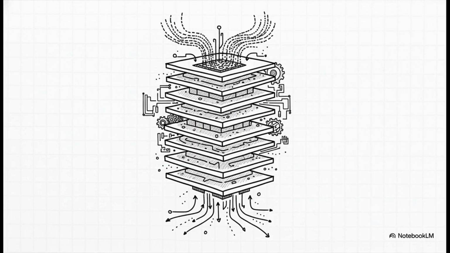Okay, so now we have our numbers. Where do they go? They get sent to the heart of the whole operation, a big stack of what are called transformer blocks. And when I say stack, I mean it. A model like Phi 3 Mini has 32 of these layers, one right on top of the other. This is where the real magic, all the heavy lifting and the deep thinking, actually happens.